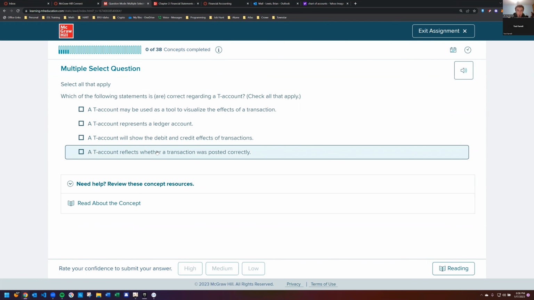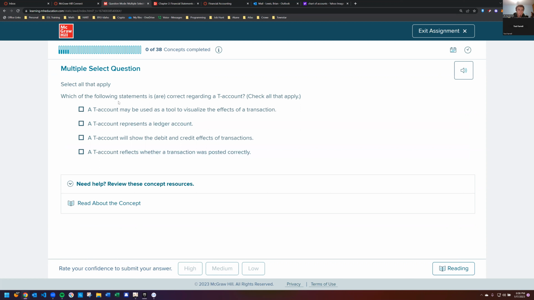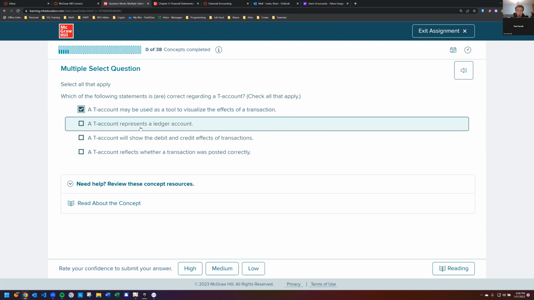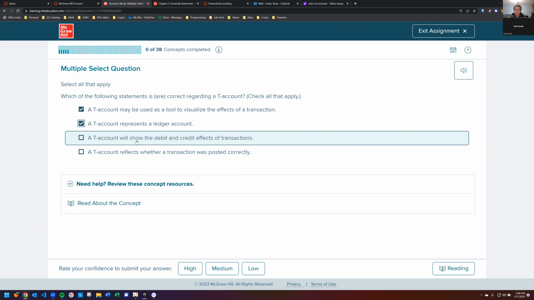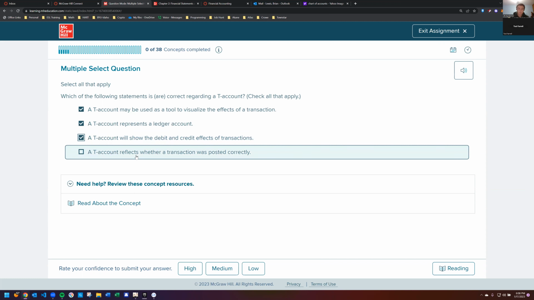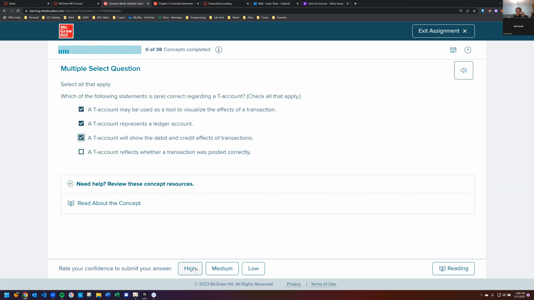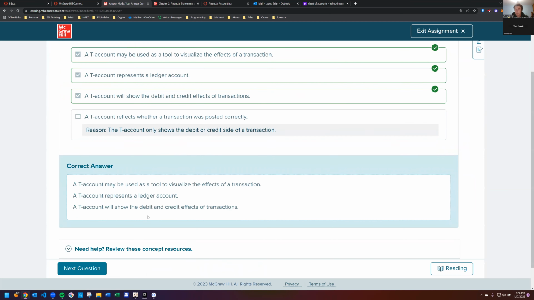We're what? 5, 6 into 38. Which of the following statements are correct regarding a T account? A T account may be used as a tool. Yes. A T account represents a ledger account. Yes. The account will show the debit and credit effects of transactions. Yes. A T account reflects whether a transaction was posted correctly. No. It just tells you what you put in there.